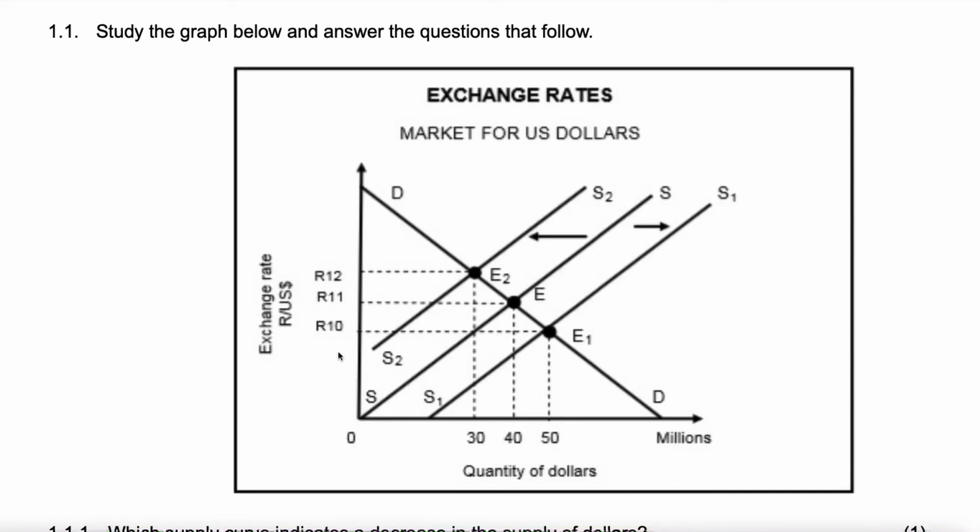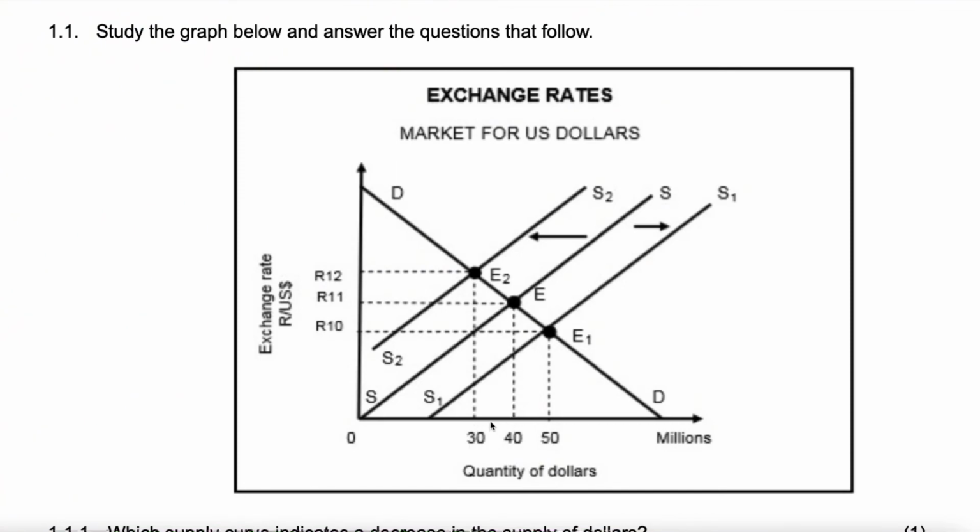If it keeps going down until it's 1:1, it means now the rand has gained power over the dollar. If it goes beyond this, it now means the rand is stronger than the dollar. Okay, but basically, this is what we have to deal with. So let us move on and see maybe other things. What you see here, this 40, it's $40 million demanded and supplied on a daily basis.